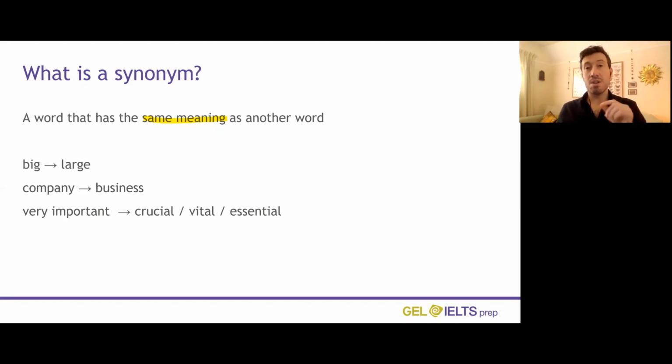Now, synonyms don't just have to be one word. Like here, very important is two words and crucial is one word. So it could be two words, three words, four words, but it's a word or phrase that has the same meaning as another word or phrase.